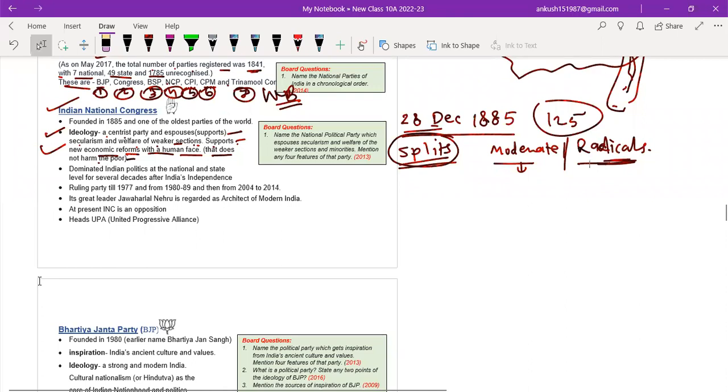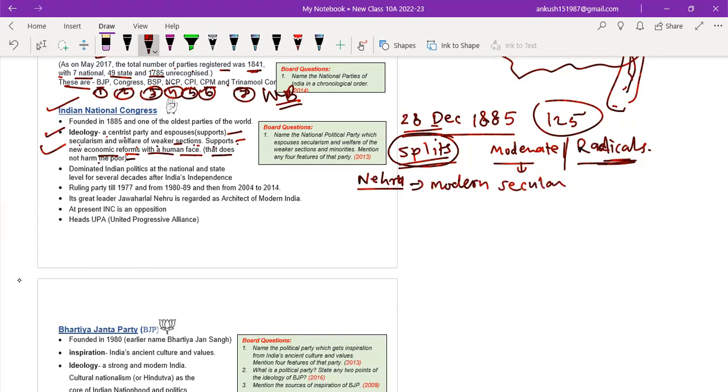So this party has a great history. The city where I am currently residing has a great history for Congress. Then under the leadership of Jawaharlal Nehru, the party sought to build a modern secular democratic republic in India.